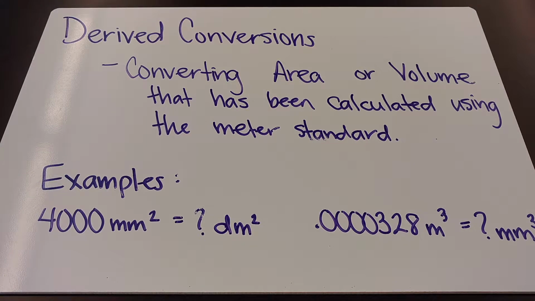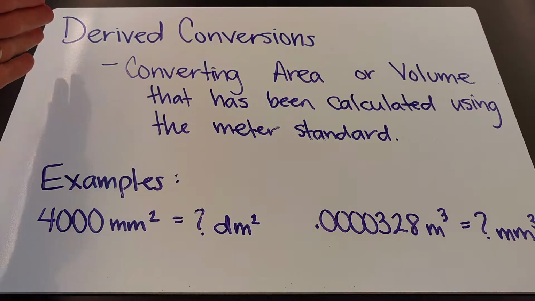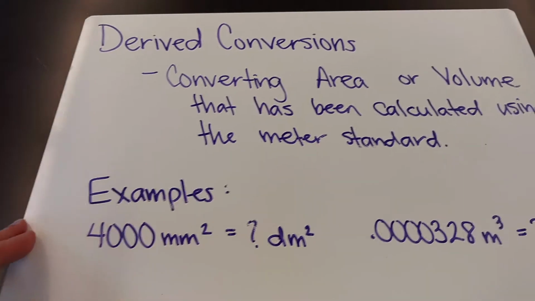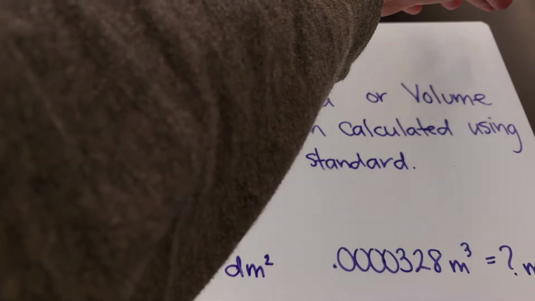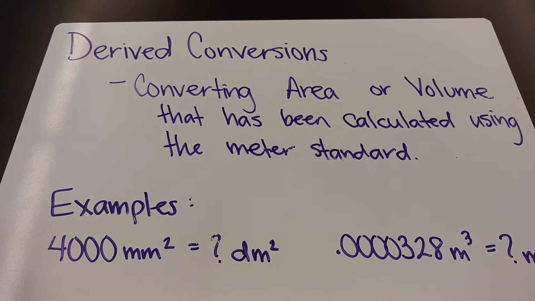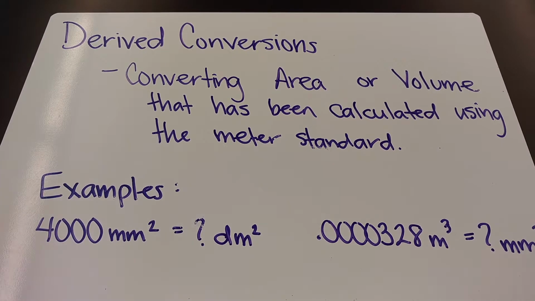Okay, the next type of conversion problem that we're going to talk about is derived conversions. Now this is converting an area or a volume that has been calculated using the meter standard. So if you measure something in meters, I could measure the length of this board in centimeters, probably more appropriate. So measure that width in centimeters, that length in centimeters, and then I do that length times width and I get an area. What I'm going to get is centimeters squared. Okay, you can do the same thing with meters. If you have a large area, square meters would be your area unit.